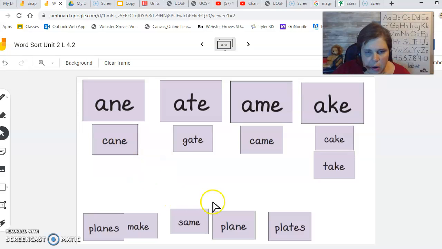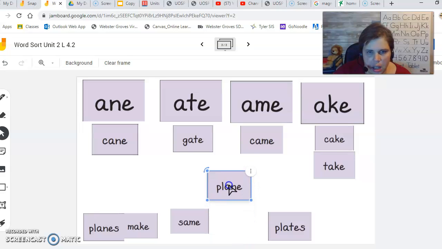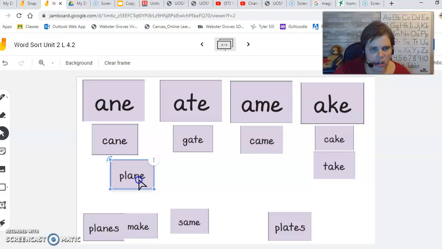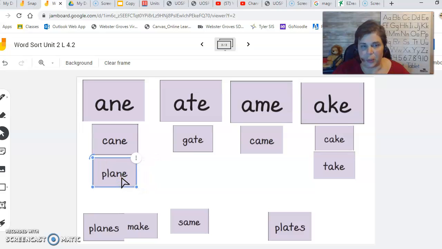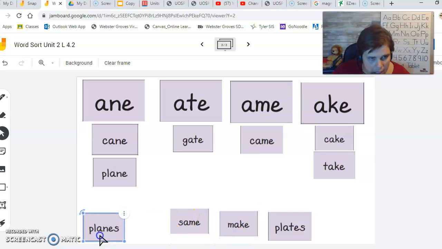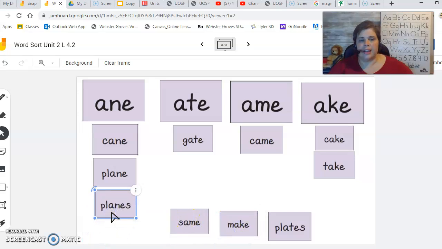All right, how about the word plain? Where would we sort the word plain? Absolutely excellent. We're going to sort it over here with the word cane. We made this word earlier, right? We're going to take that pull sound and put it at the beginning of ain to make plain. Well, that would also tell me that if plain goes in that category, then plains goes in that category as well. Holy moly, look at that.